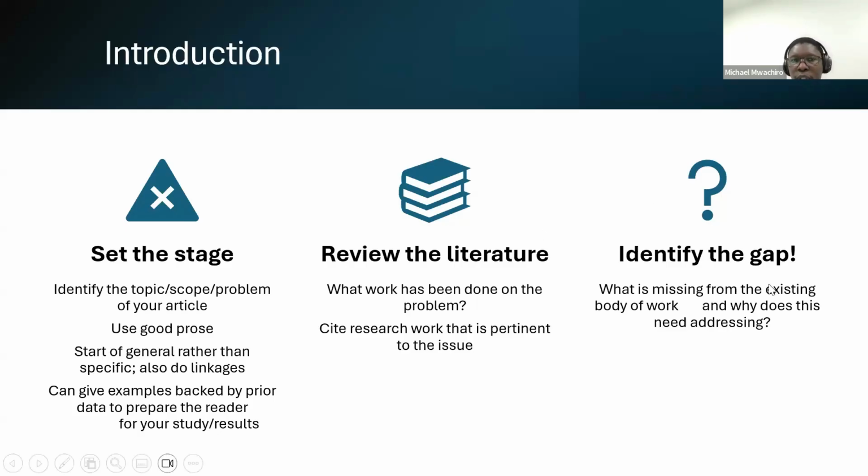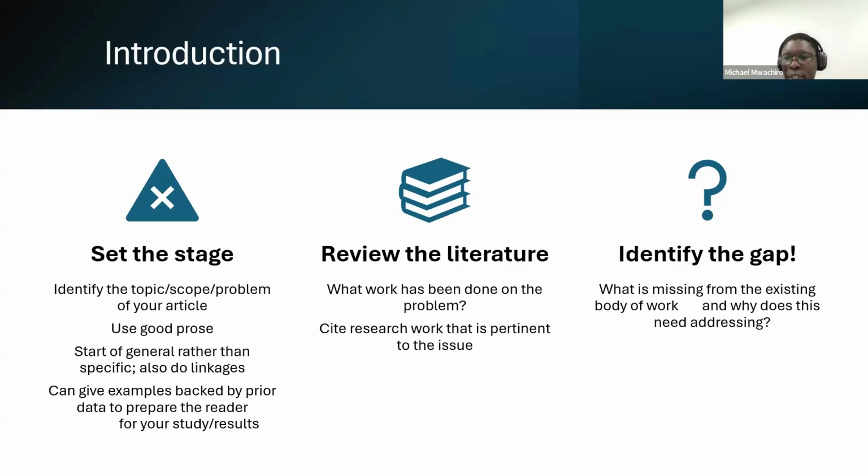And that takes us to the last part, which is when you identify the gap. So what is missing from the existing body of work, and why does this need to be addressed? So if you come up with a novel procedure that you are doing, which came about from you doing, say, 100 particular cases in this specific field, then you can say, in the past, everyone was doing it this way. We've discovered that we can do it in this particular way. It saves money, time, it's easier to do, it's easier to teach. And that's the area that you are addressing.